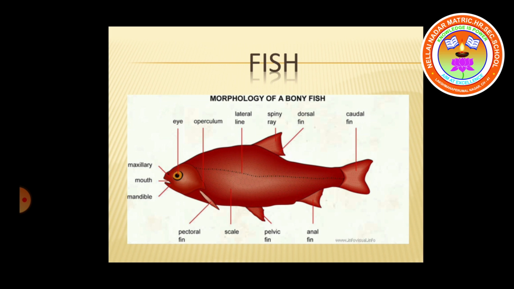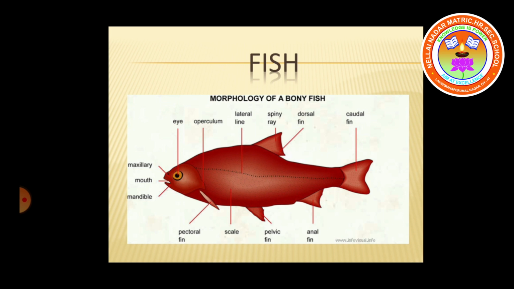The fish has head, trunk and tail. It has a head part, the trunk, the middle part, and the tail, the end part. This head, trunk and tail of a fish merge to form a streamlined shape. The streamlined shape enables them to swim easily in water. Are you clear? So this is the first adaptation of the fish.